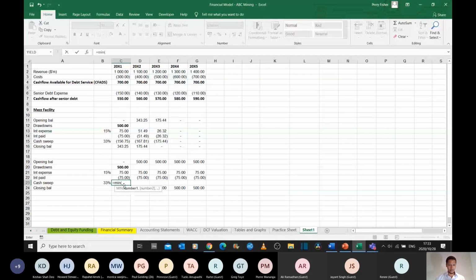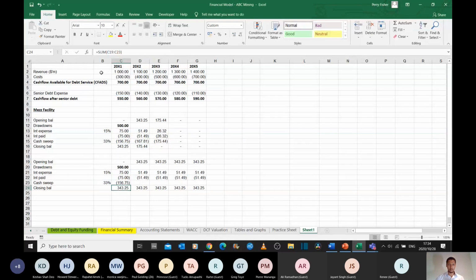The cash sweep is going to be the smaller of however much money is left in the business, which is the cash flow after senior debt, subtract whatever you've already paid in interest, that's how much is left over, and then you sweep 33% of that. Okay, I'm going to take the smaller of that and the amount that is actually outstanding in debt. And the amount that is actually outstanding in debt is just the sum of your opening balance, your drawdowns, and the net interest for that period. It would be 0 if you manage to pay all the interest. Okay, and that is my formula there.